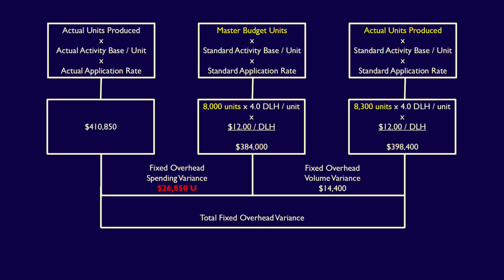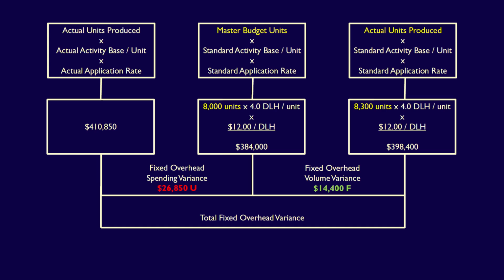Remember, this is a measure of how effectively the company used their fixed capacity. The more units they produce, the more effectively they've used their facilities. So producing 300 units more than was budgeted is a good thing for the organization, and that means the fixed overhead volume variance is favorable, denoted with an F. Note carefully that determining whether the fixed overhead volume variance is favorable or not is not dependent on the dollar amount of the calculation, but on the actual production versus the master budget expected production.